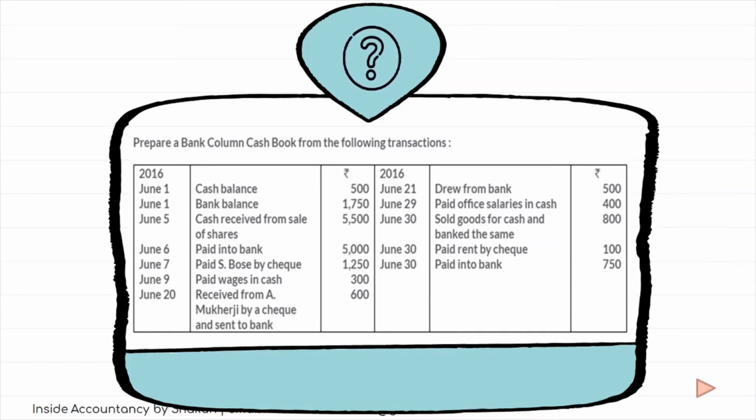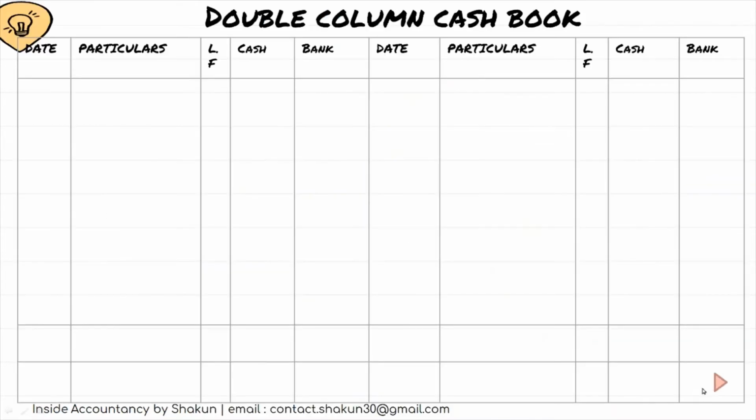Prepare a bank column cash book from the following transactions. The transactions are given to you in the question. So first we'll quickly make the format. You can simultaneously do it with me. So the double column cash book format is, we have both cash and bank columns on the debit side and cash and bank columns on the credit side.